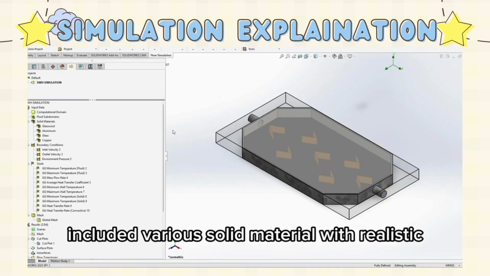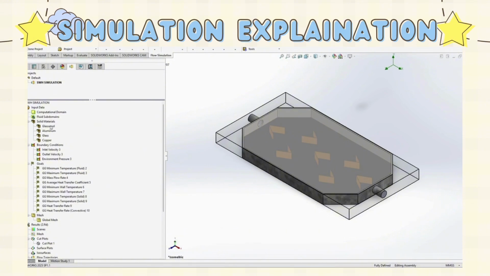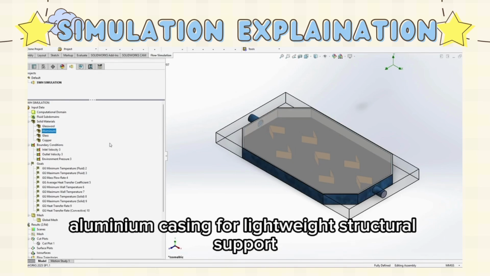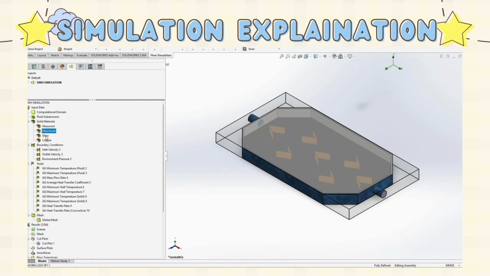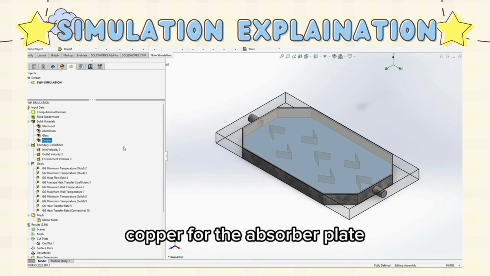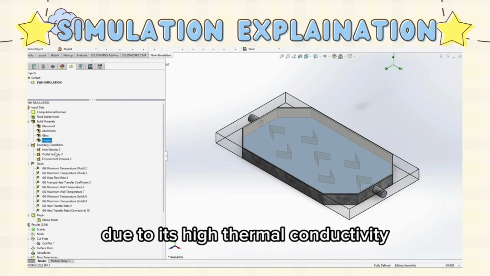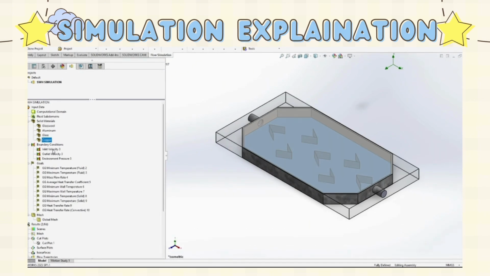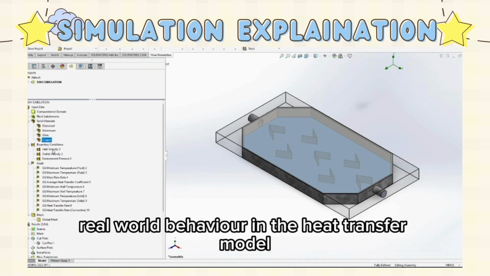The simulation included various solid materials with realistic thermal properties: glass wool insulation with very low thermal conductivity to prevent heat loss, aluminium casing for lightweight structural support, glass glazing for trapping heat while allowing radiation in, and copper for the absorber plate due to its high thermal conductivity. Each material was assigned correctly to reflect real-world behavior in the heat transfer model.